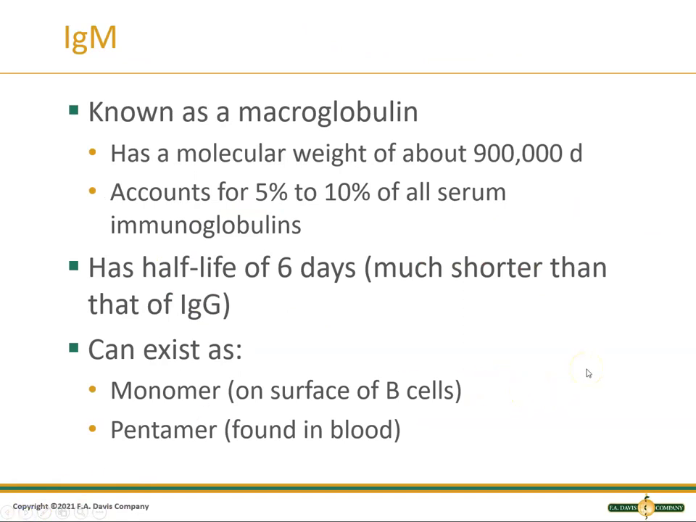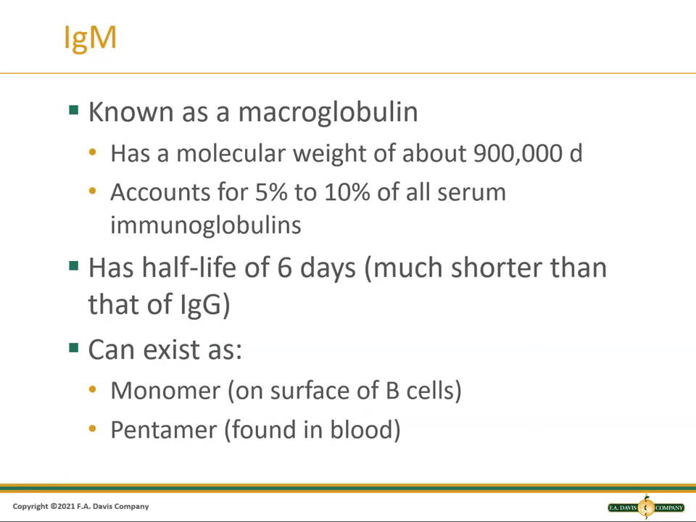IgM is the biggest. As you can see, the molecular weight's pretty heavy. But it's only a small percentage. It's only 5 to 10% of all the immunoglobulins that we have out there. Its half-life is a lot shorter than IgG. It's only 6 days. It can exist as a monomer on the surface of the B cells. Remember we were talking about adaptive immunity. We had this antibody that looked like just the Y of an IgG. But that's the monomer, and it's actually IgM because it's on the surface of a B cell at that time.